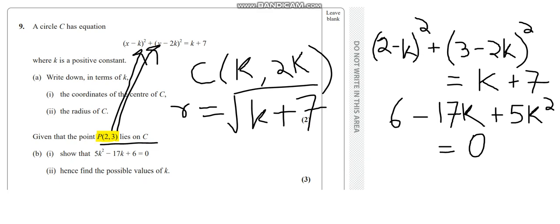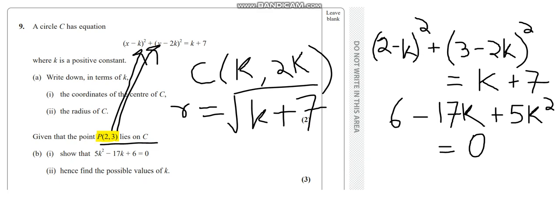As you can see our equation is the other way around, but if you wish, you can write it as 5k squared minus 17k plus 6, and that's totally all right. And our b part has been done. Moving on to the second part, it says hence find the possible values of k. So guys, we have already formed a quadratic equation, and that's 5k squared minus 17k plus 6. A quadratic function gives you two roots, or two possible values of k, in this case.